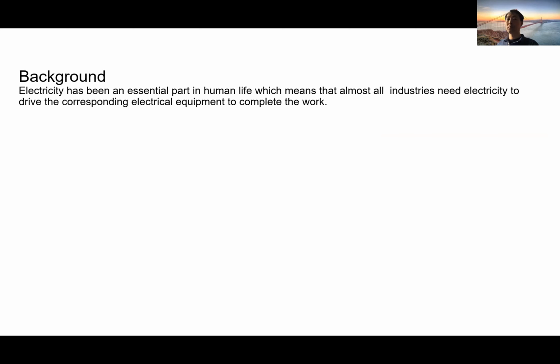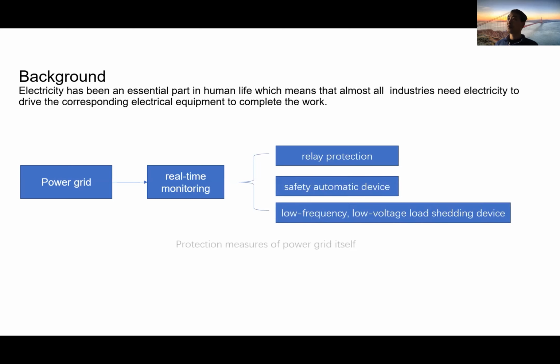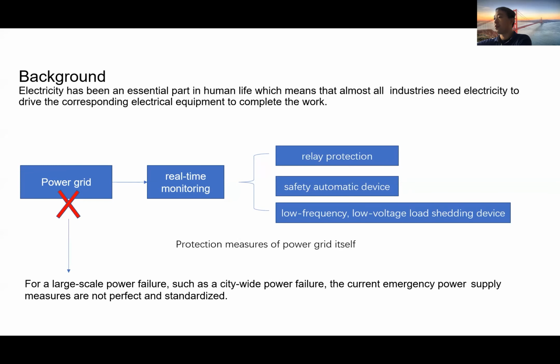Electricity has been an essential part in human life, which means that almost all industries need electricity to drive the corresponding electrical equipment to complete the work. For now, prevention means are mainly reflected in the real-time monitoring of the power grid. It usually uses relay protection, safety automatic device, and low frequency, low voltage load shedding device in some emergencies to protect the power grid.